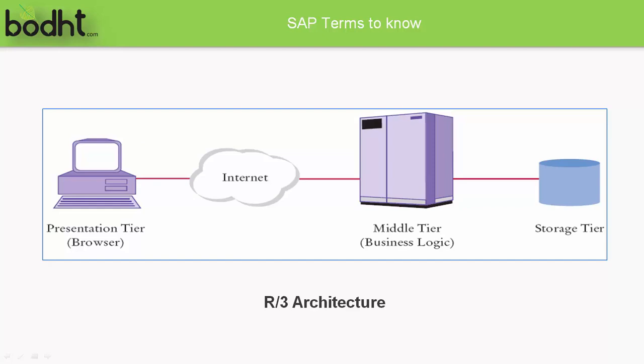Usually you would have heard a term called R3 architecture. So what is this R3 architecture? R stands for real-time data processing and 3 stands for a 3-tier architecture. On the user side there will be a presentation tier. He may be using any of the UIs we discussed before, and he may be connecting through the internet or intranet or any of the possibilities. And then there is the middle tier.